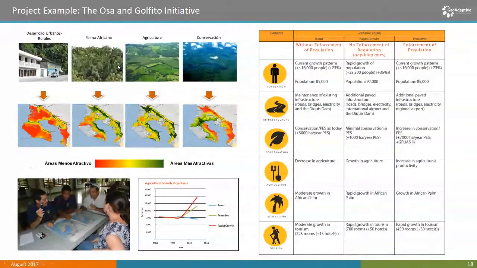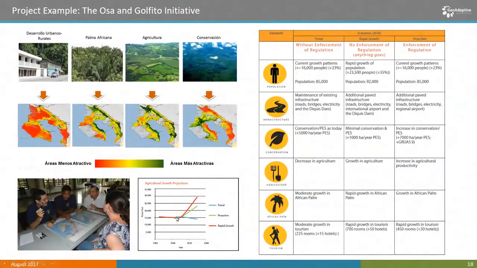This looks at some of the key issues, and there was a lot more spatial modeling involved in this, where we looked at a variety of factors and did weighted overlays, looking at how those factors combine to create areas of less or more attractiveness. And I apologize for the Spanish, I didn't have time to do a translation on these slides.